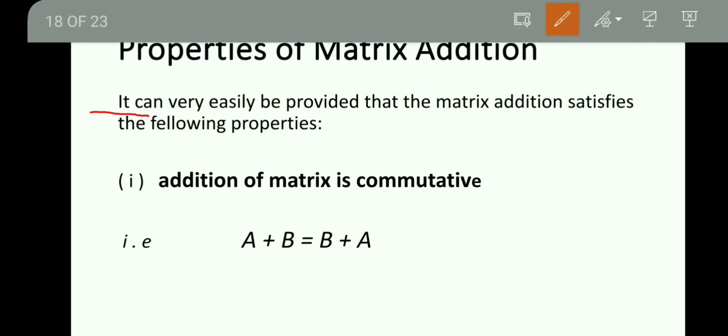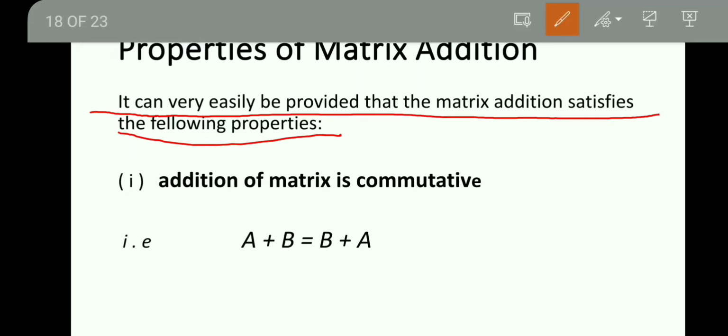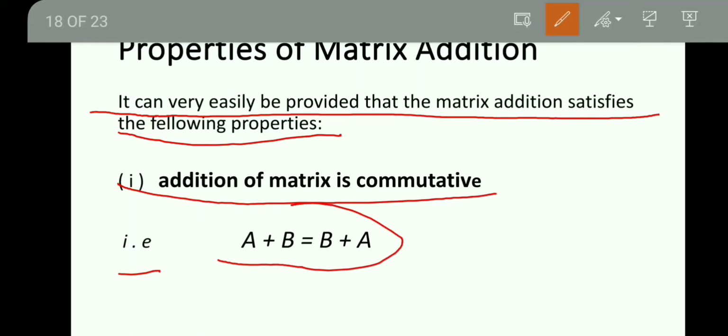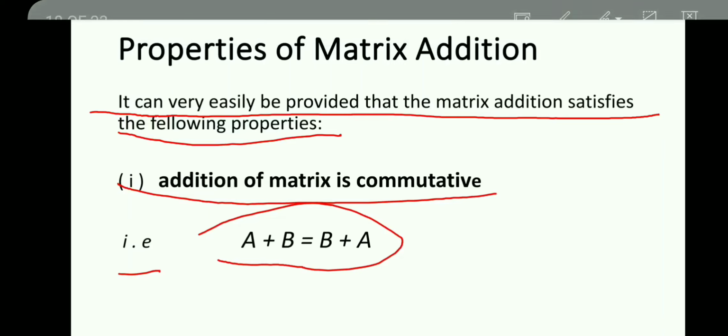Then properties of matrix addition. It can very easily be proved that matrix addition satisfies the following properties. Addition of matrices is commutative. That is, A plus B is equal to B plus A. That is called addition of matrices is commutative, right?